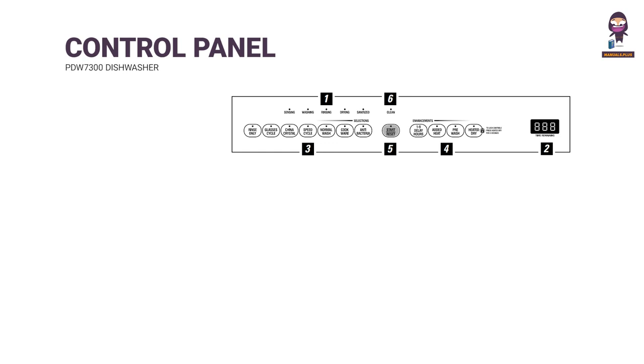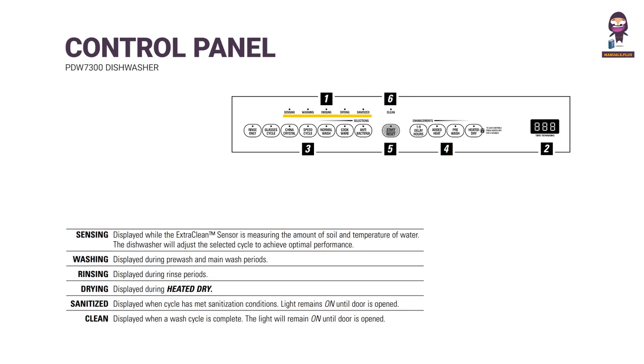About the dishwasher control panel. Control settings. Status indicator light. The lights will come on indicating the sequence of operation the dishwasher is in. Sensing is displayed while the sensor is measuring the amount of soil and temperature of the water. The dishwasher will adjust the selected cycle to achieve optimal performance.